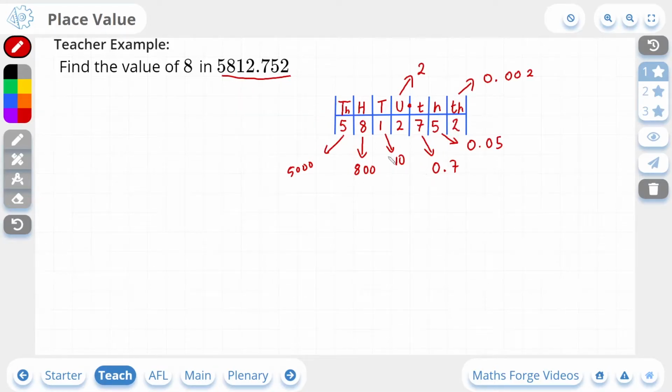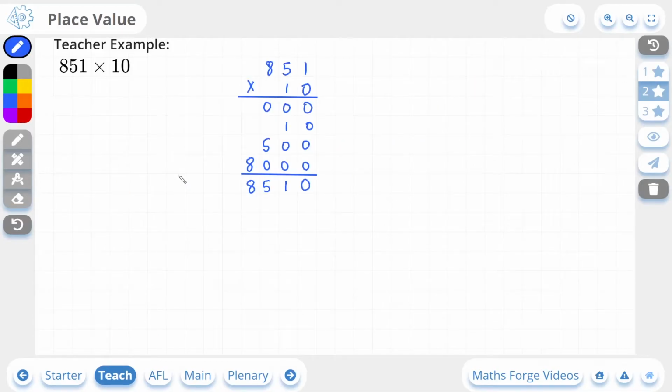So let's answer the question now. Find the value of 8. Well, we can see that 8 is in the hundreds column. So the value of this 8 in this number is 8 hundreds. So it's going to be 8 hundreds. And if we just check our answer, there it is. So again, if you were asked to find the value of any other digit, you just see the position of this digit in its place value.